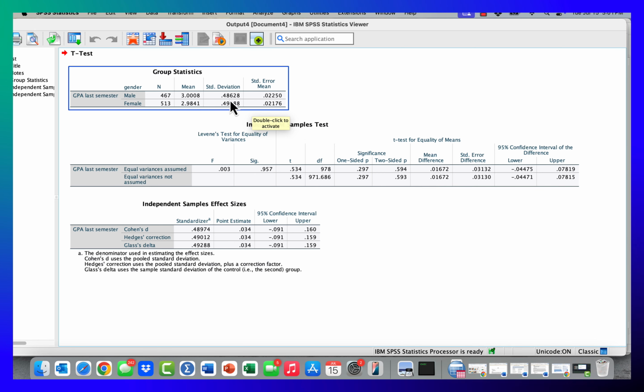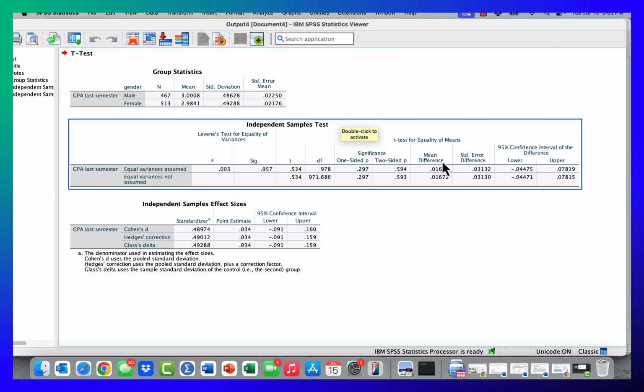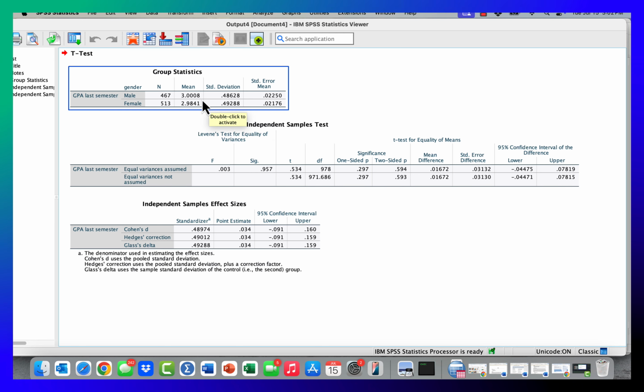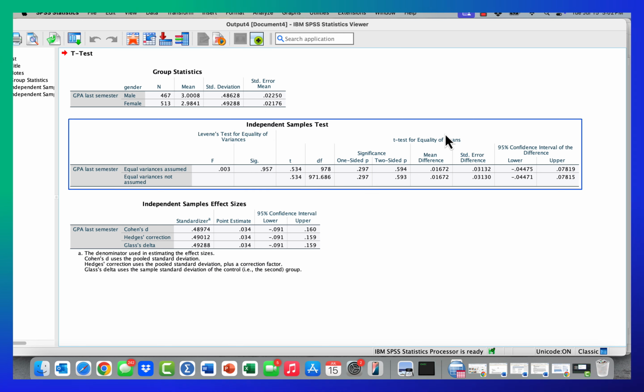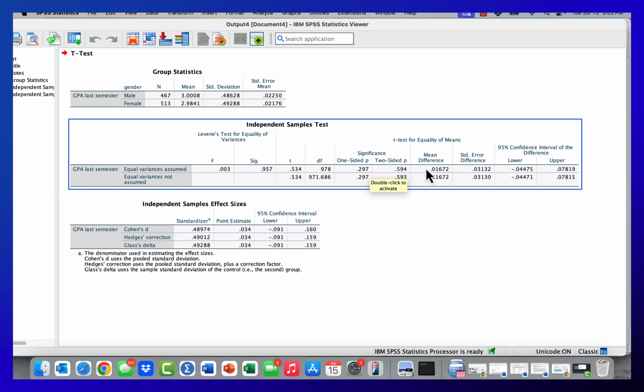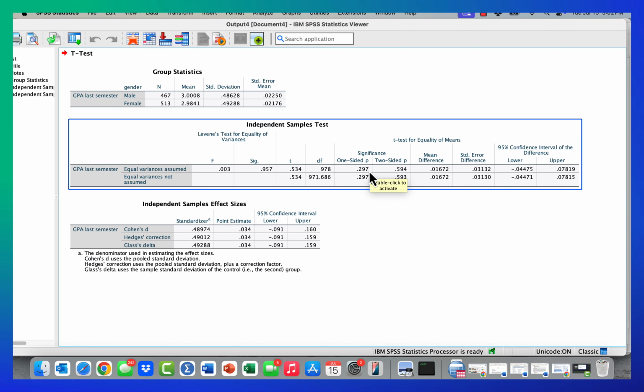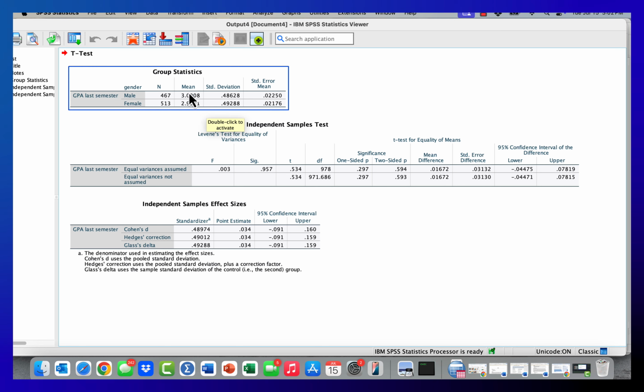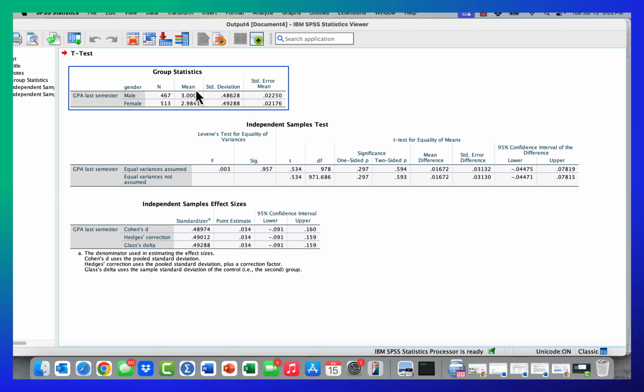Here's the mean difference between males and females average, right? It's only 0.016. And then we have our standard error here, which helps us to determine whether or not that difference is statistically significant in the population. But if we look here, these p-values are not less than 0.05. So we are not able to reject our null hypothesis that there's a difference between male and female GPAs in the population, that this difference is statistically significant.